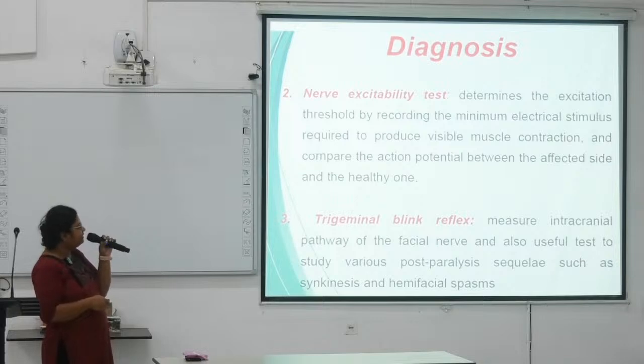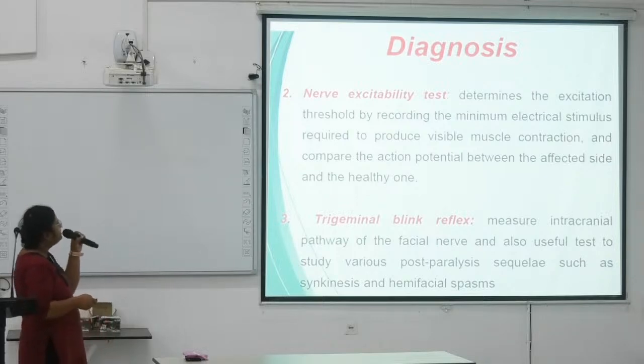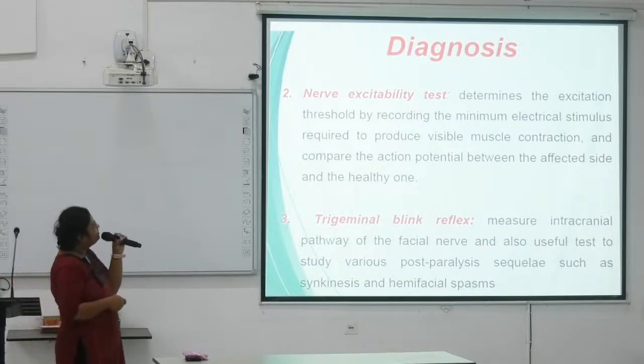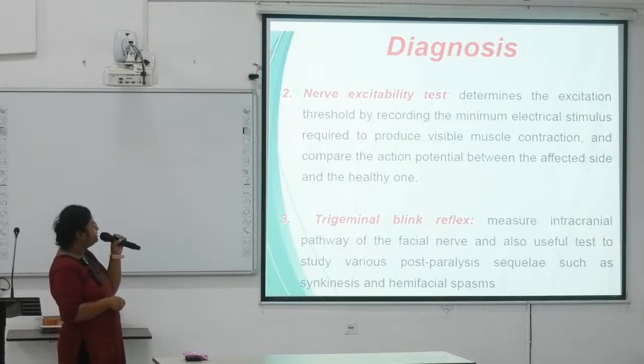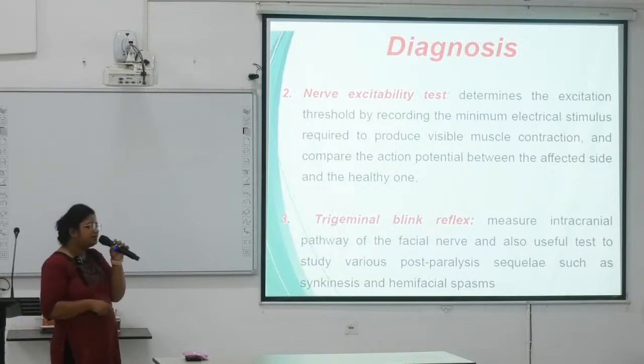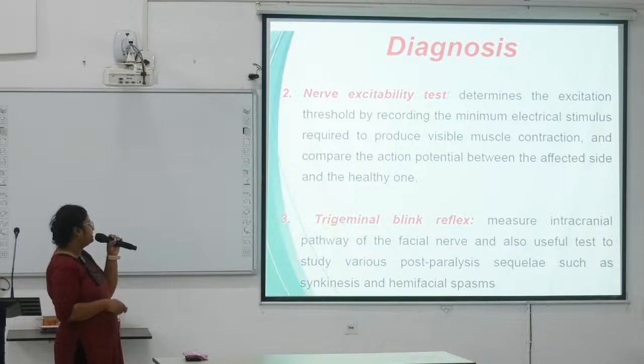Nerve excitability test: it determines the excitation threshold by recording the minimum electrical stimulus required to provide visible muscle contraction, and compares the action potential between the affected side and the healthy side. Another is the trigeminal blink reflex. It measures the intracranial pathway of the facial nerve. It is also a useful test to study various post-paralysis sequelae such as synkinesis and hemifacial spasms. Okay.